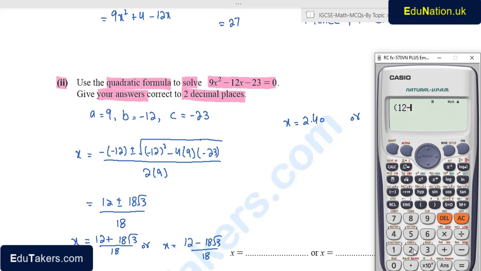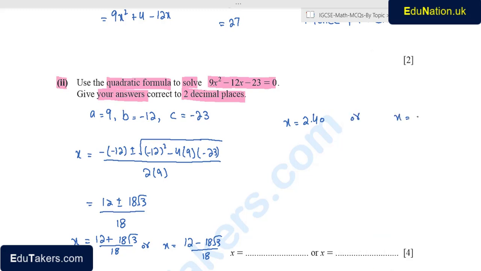12 minus 18 into square root of 3 over 18, which is minus 1.06. So the answers are 2.40 or minus 1.06.